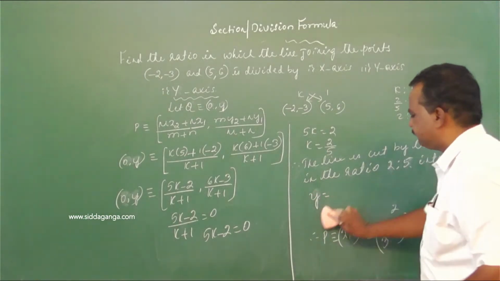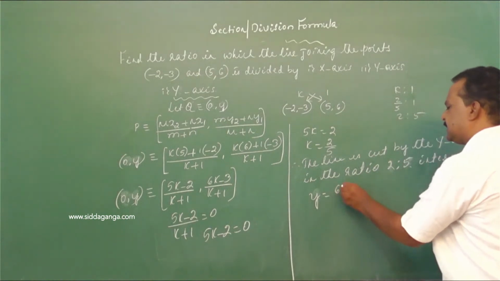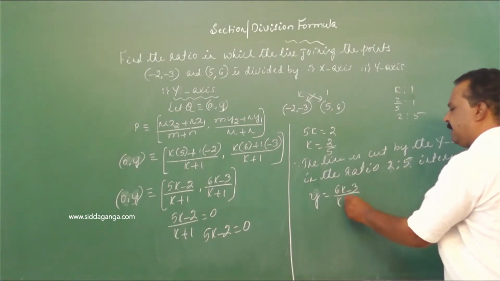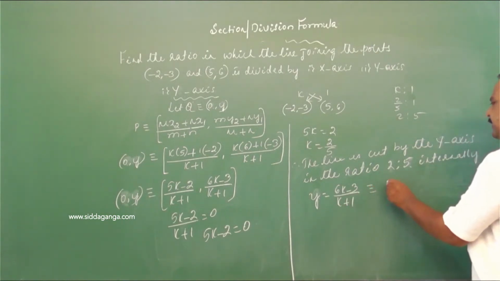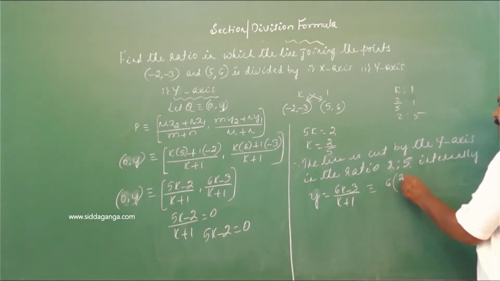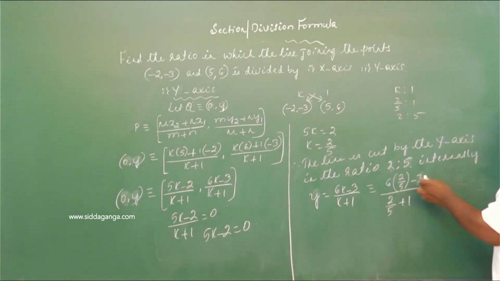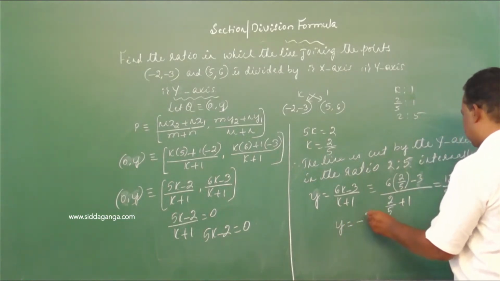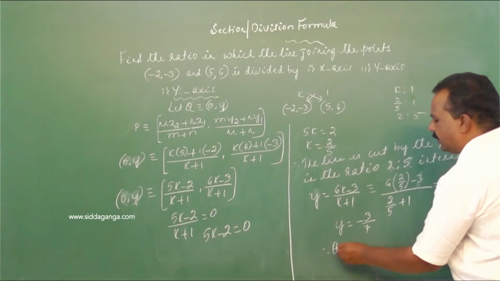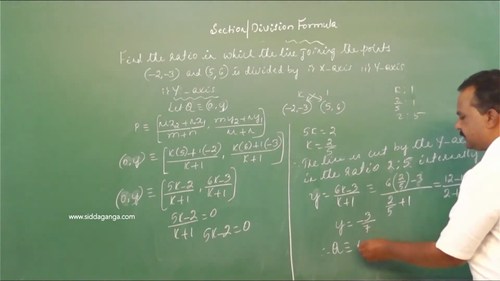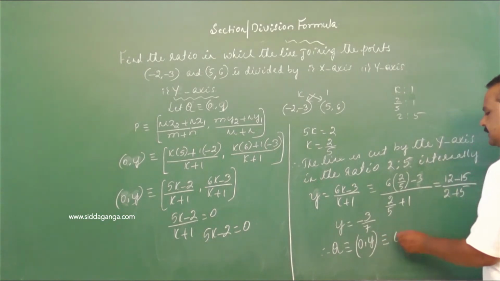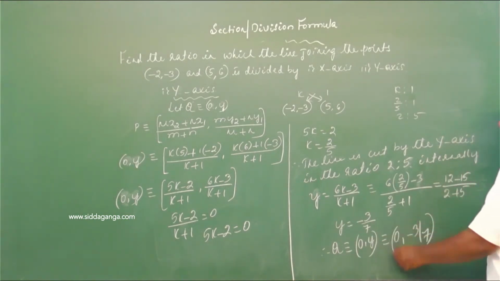Next, what is the y now? y is 6k minus 3 divided by k plus 1. 6 into what is k now? 2/5 minus 1 minus 3 divided by k plus 1, 2/5 plus 1. 12 minus 15 divided by 2 plus 5. That is y is equal to minus 3/7. Therefore, what is q now? The q is 0, y. That is 0, minus 3/7.